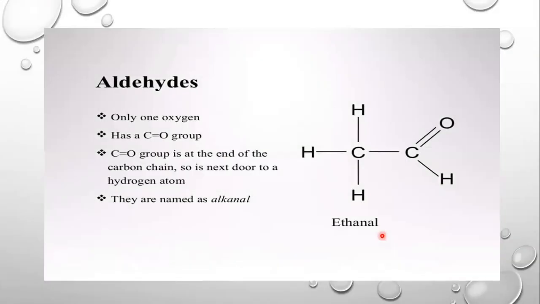The next are aldehydes. Aldehydes are when a hydrogen atom is replaced by a C double bond O H group, that is the CHO group, then it becomes an aldehyde. It is given the name of alkanal.